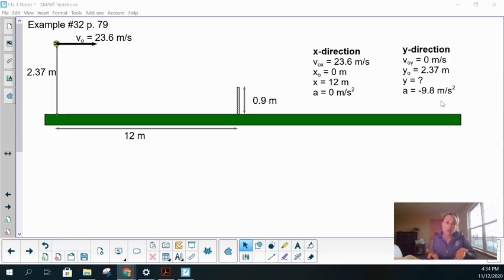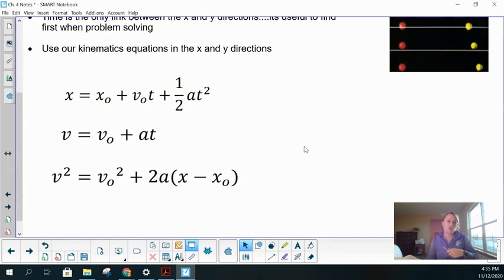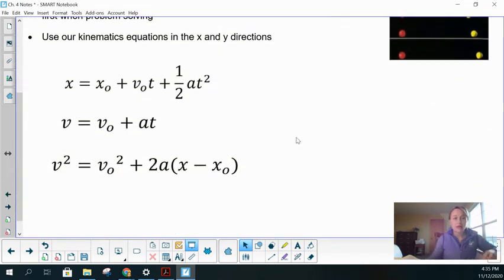If you just look at the variable column in the x direction, look how many things we know about the x direction. And so oftentimes, the more you know about one of the two directions, that's the direction you want to start working in. So with that being said, we need to go back to our kinematics equations, and we need to choose one of them to find the flight time.